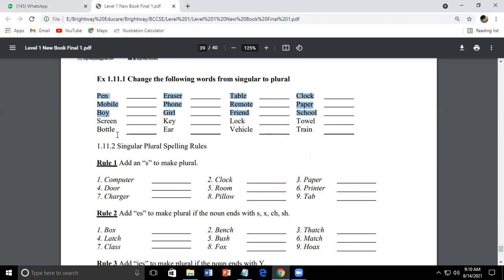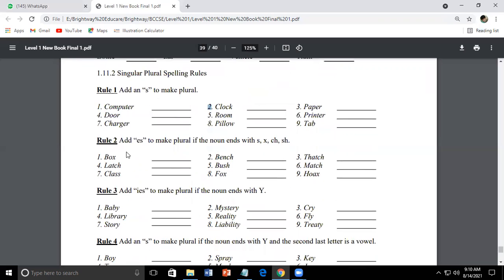Let us move on to the next rule, which is very similar to the first rule. In fact, it is the first rule itself. So in this, as well as in this, you are just adding an S. So I'm not going to discuss anything about this. Let us directly go to rule number 2. Now, friends, this is very, very important. I would appreciate your attention here.